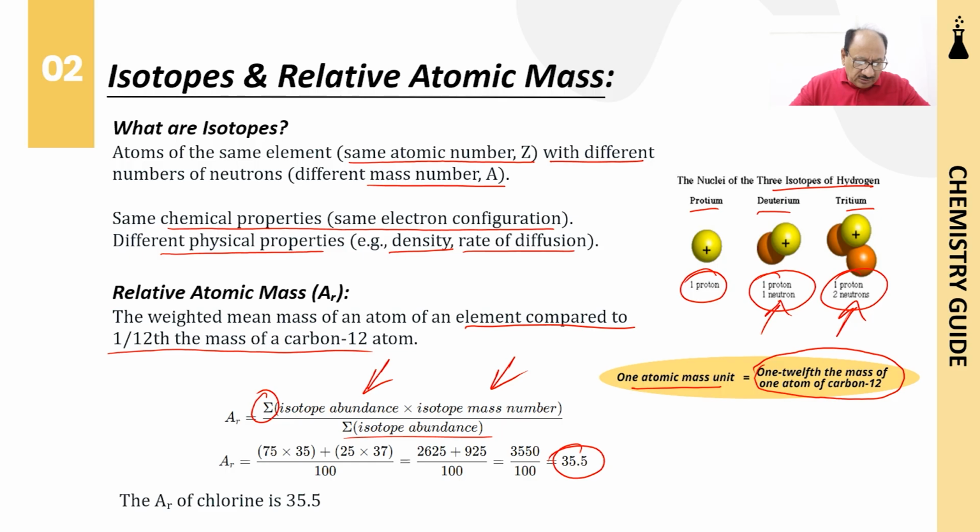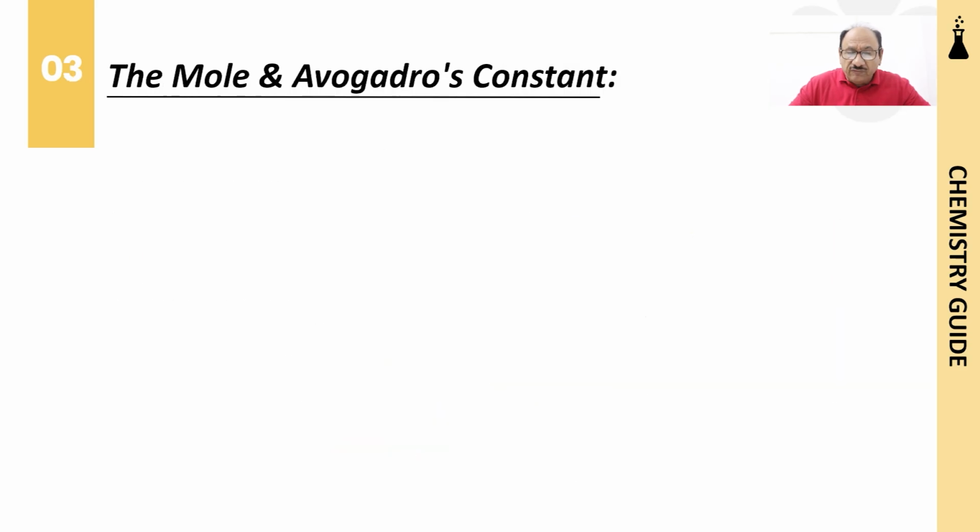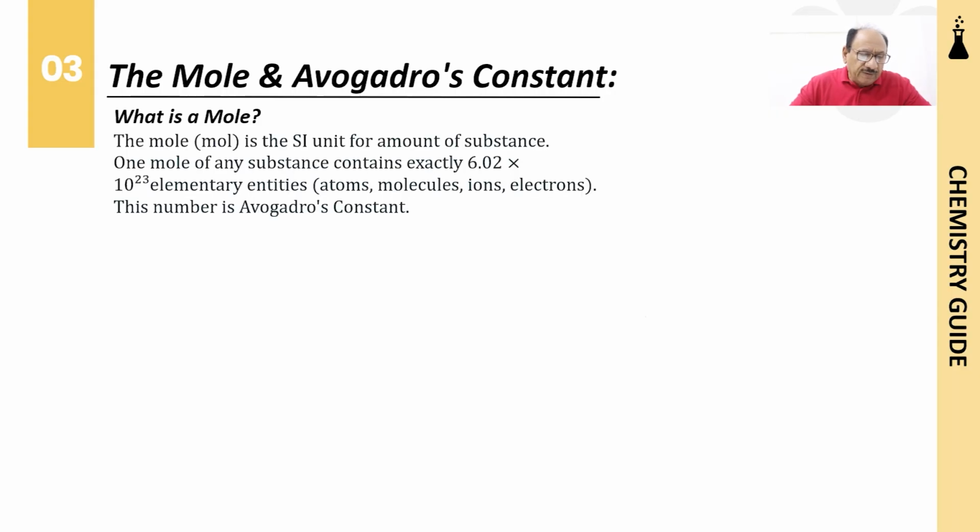So we can say that the relative atomic mass of chlorine is 35.5. Next thing which we'll be discussing is the mole and Avogadro's constant. We know that a mole is what? Mole is basically the SI unit of amount of substance. 1 mole of any substance contains 6.02 × 10^23 elementary entities.